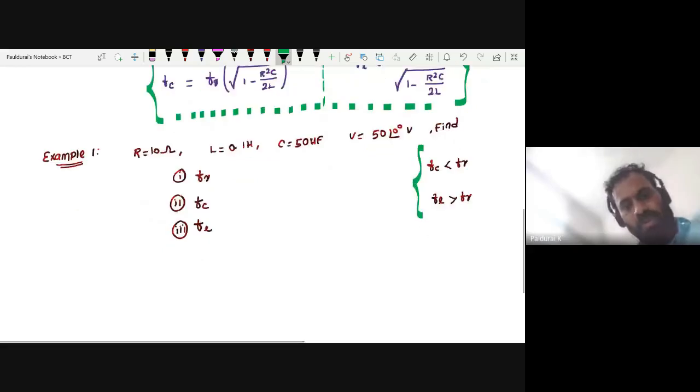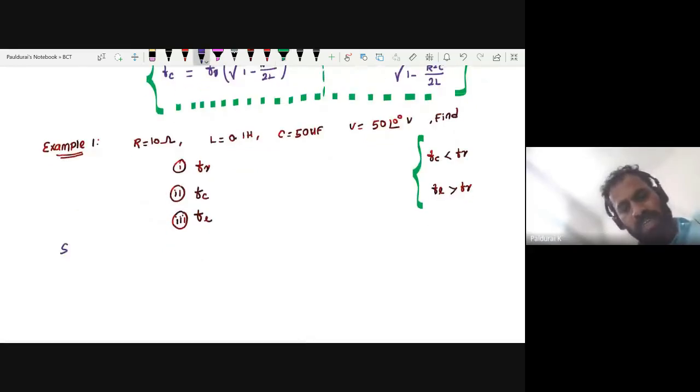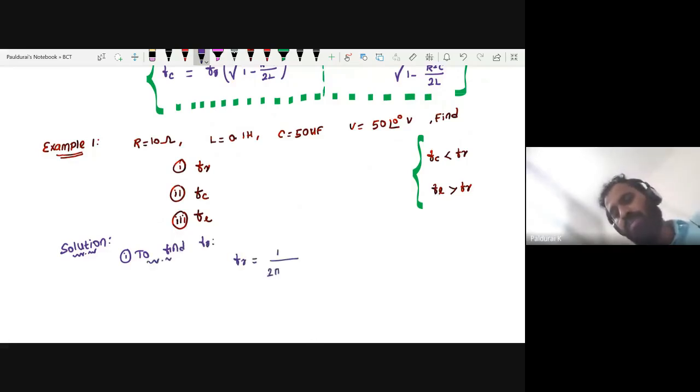Now the solution. Please take your calculator and please help me. First, to find resonance frequency, it is simple substitution. You know the resonance frequency formula FR is 1 divided by 2 pi square root of LC. So 1 divided by 2 pi square root of, where L is 0.1 Henry and C is 50 micro. What is this value, anyone? Please help me.